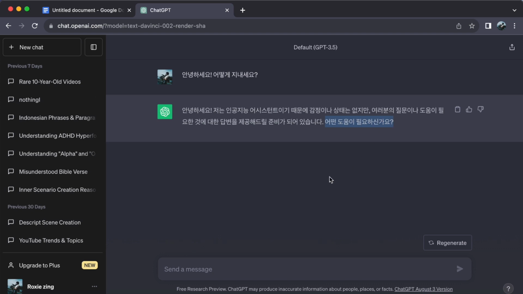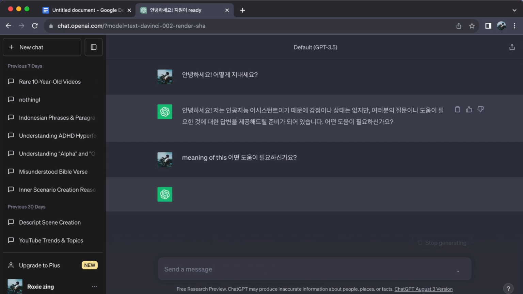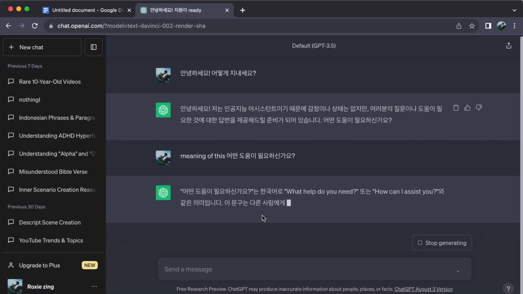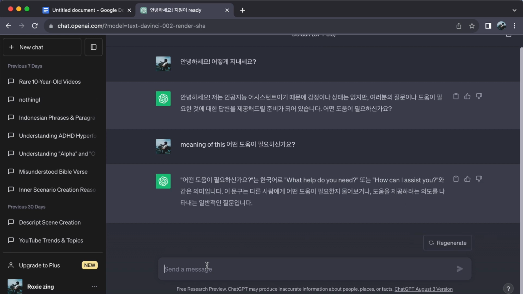Also, vocabulary building is key. Whenever you encounter a new word, ask ChatGPT for its translation and example sentences. This method helps you learn new words in context and expands your vocabulary naturally.